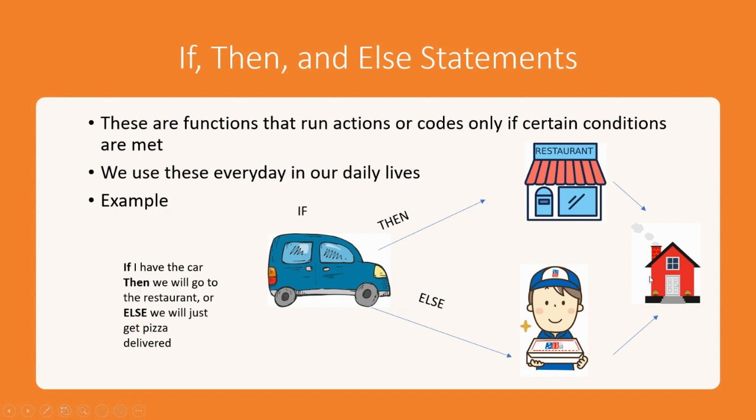At the end of the day, if you go to the restaurant, you're just going to end up at home, and if you get pizza delivered, you'll still be at home. This is similar to a programming language. If a condition is met, we're going to run the restaurant section of code, and then finish off the code at home. Or if you don't have the car, we're going to run the pizza section of the code and just finish the code at home. So in the if, then, and else statement, they'll take two different paths, but they'll end up at the same place.